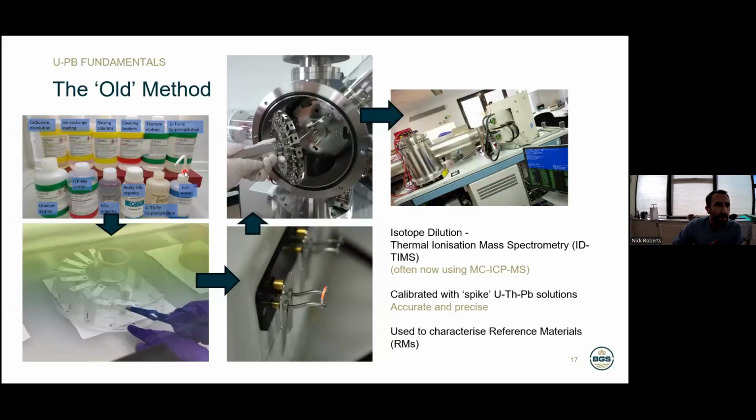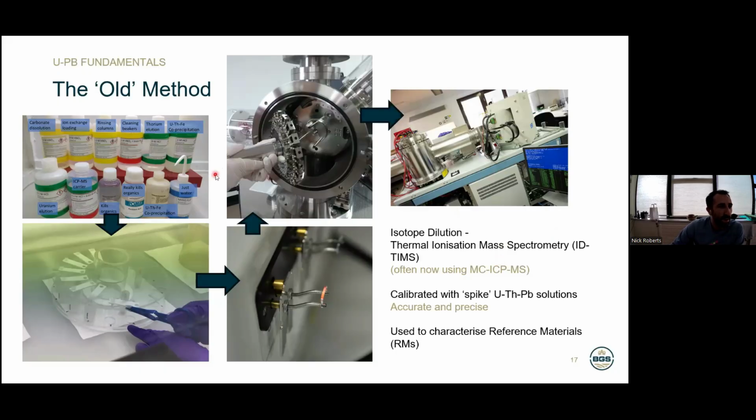First, we're going to revisit what people call the traditional method or the old method. This is basically what Stephen Mormark was doing in the 80s and has been refined over the years. This is often referred to as ID-TIMS, although actually the measurements aren't always made with a TIMS mass spectrometer, they can be made with an ICP-MS as well.